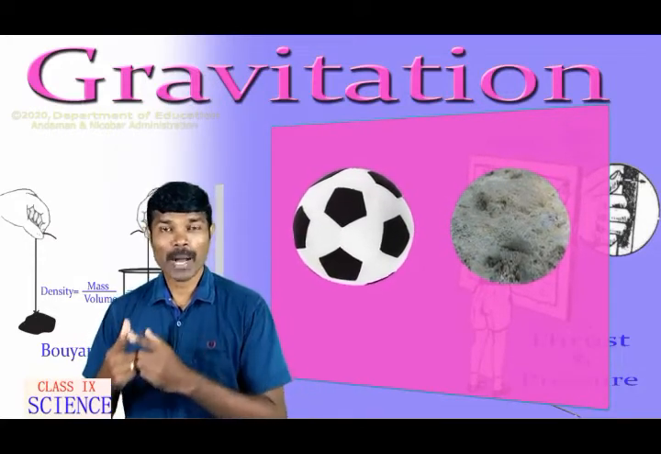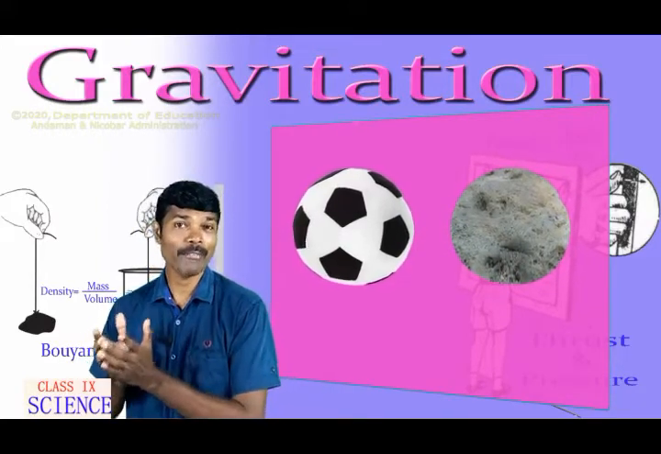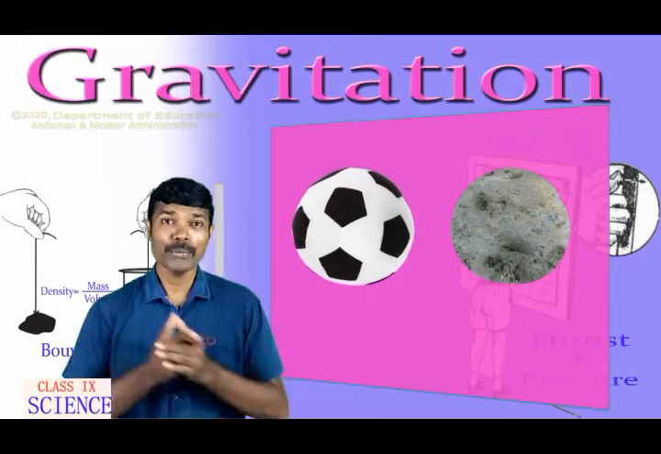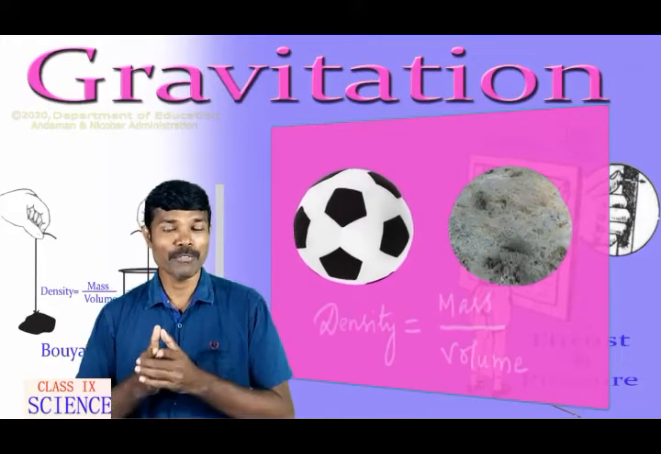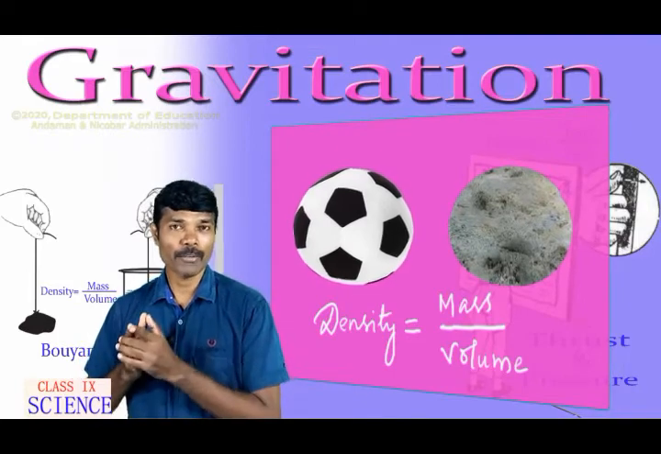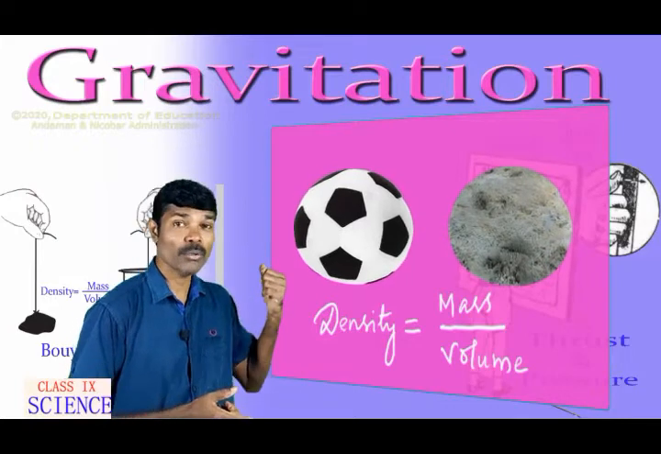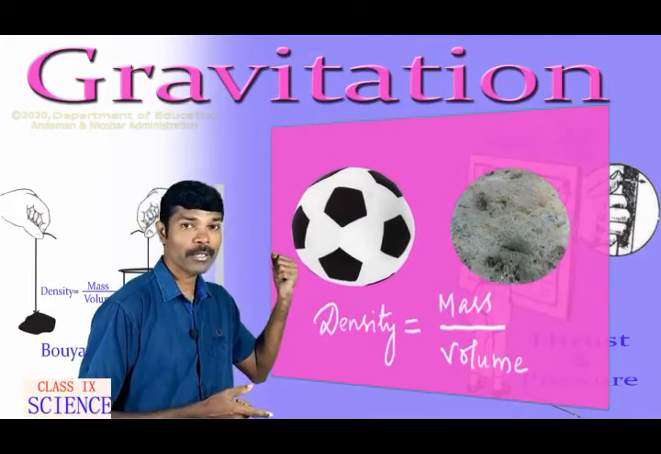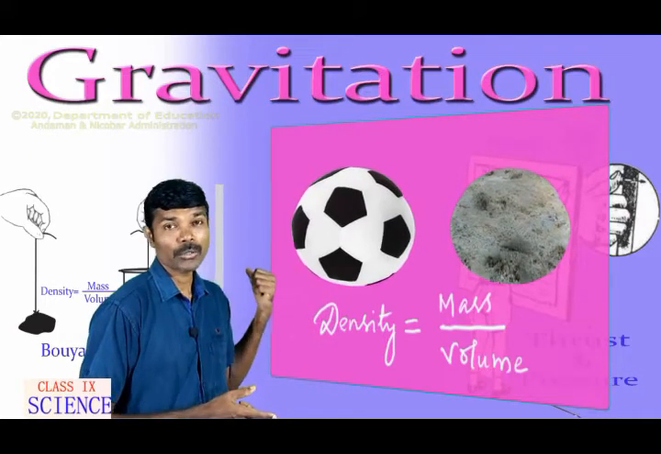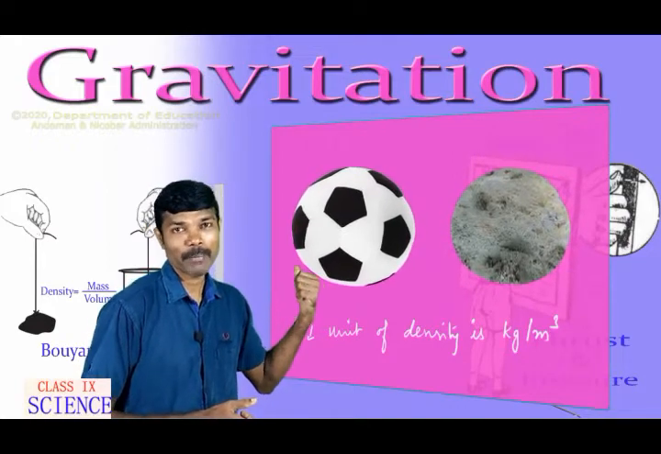On the basis of mass per unit volume, we can identify how heavy or how light the object would be. So mass per unit volume of a substance will give you the density of the substance. So density is equal to mass by volume. The SI unit of density can be found out by substituting the units. We know that the SI unit of mass is kg and of volume is meter cube. So the density will have the SI unit of kg per cubic meter.